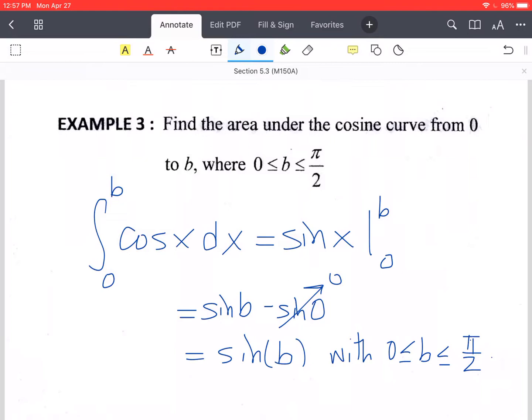And then the area from 0 to pi over 2 under cosine is going to be sine of pi over 2, which is 1. So it's an area of 1. And you can pick any value you want from 0 to pi over 2 and get a corresponding area under cosine. All right.